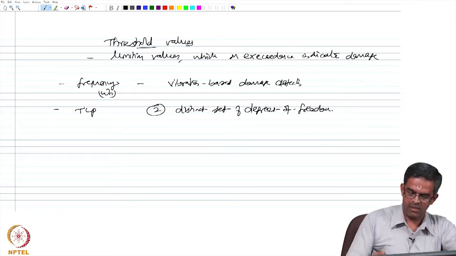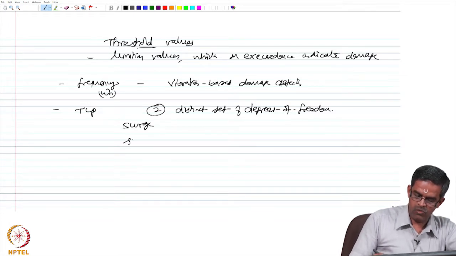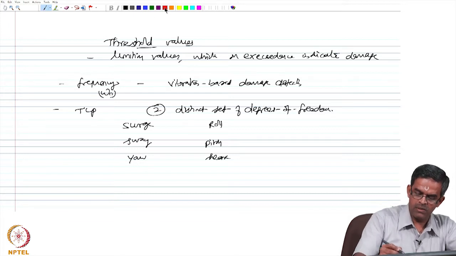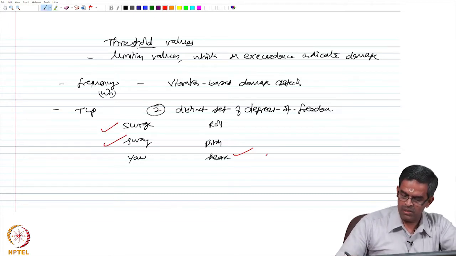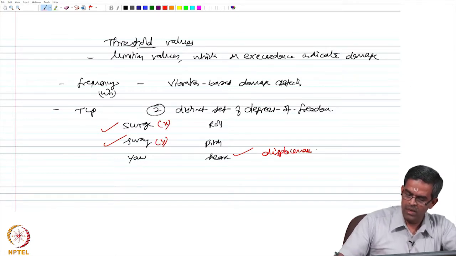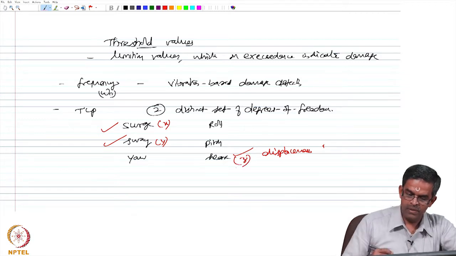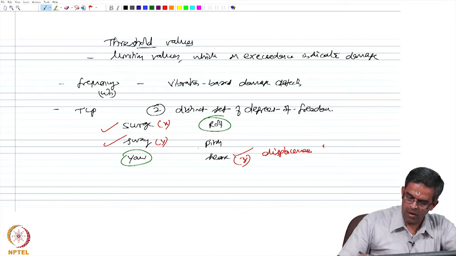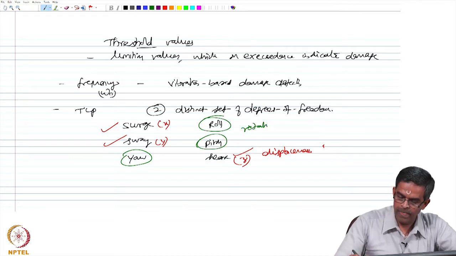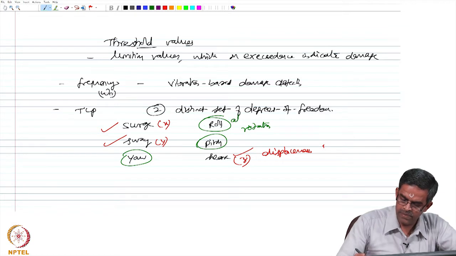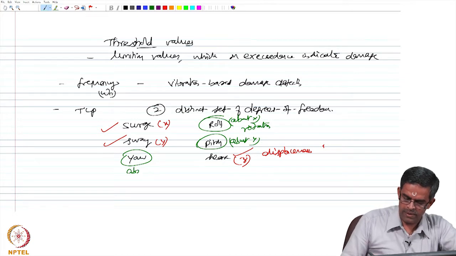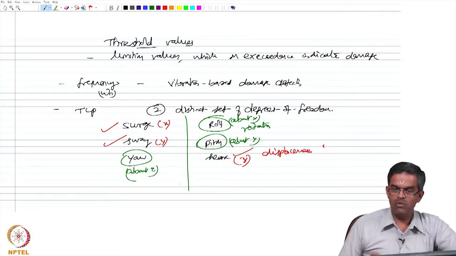As we discussed in the last lecture, surge, sway and yaw, roll, pitch and heave. Out of this, these three are displacements along x, along y and along z. These three are rotations, that is about x, about y and about z. When you do them, I do a grouping in a different manner.